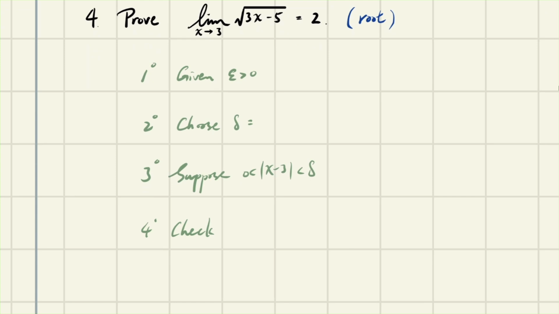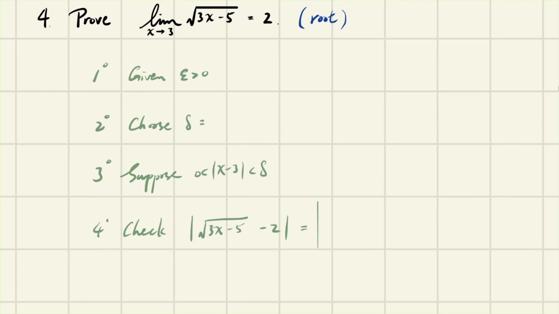Check. So our function is the square root of 3x minus 5, and then our L is minus 2. Now how do we make it into the absolute value of x minus 3? Well, we rationalize it first. So how we do that is we multiply everything by the conjugate, which is the square root of 3x minus 5 plus 2, and then we divide by the same thing.